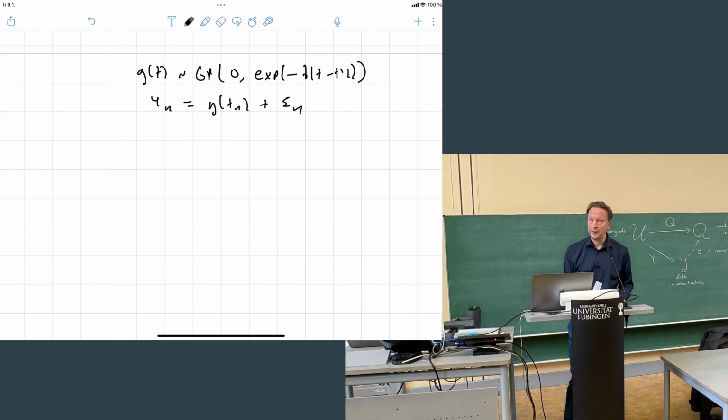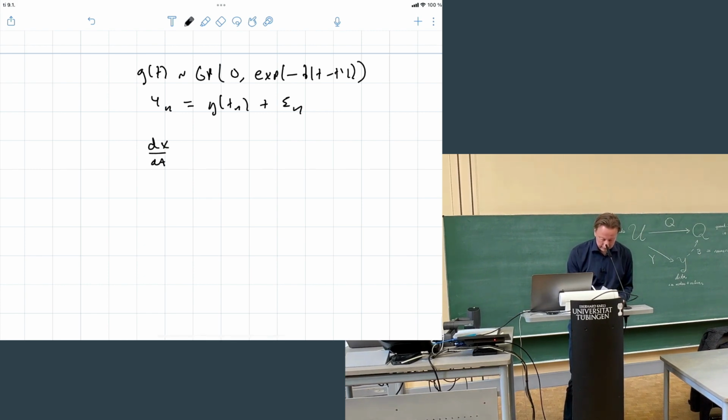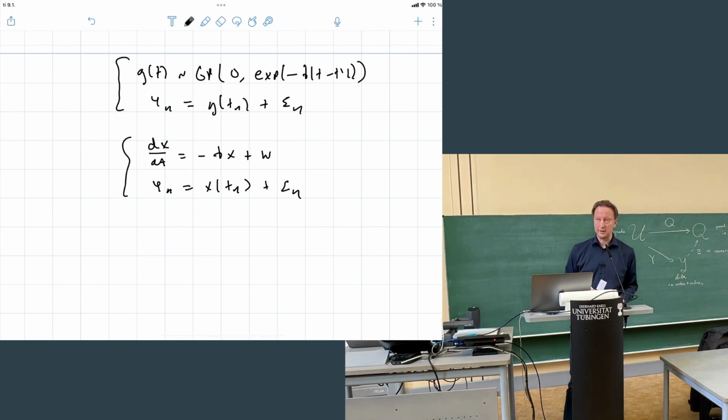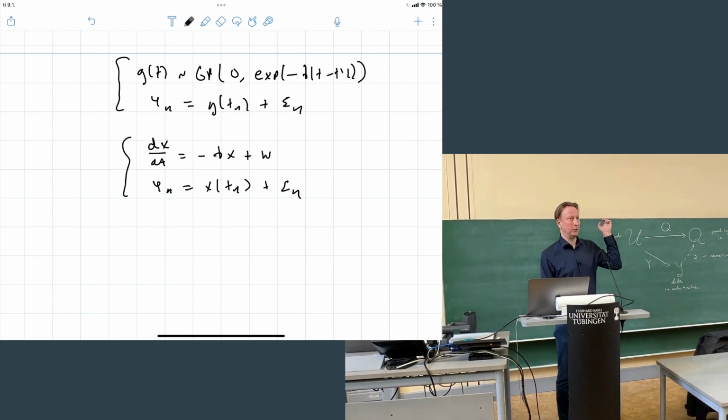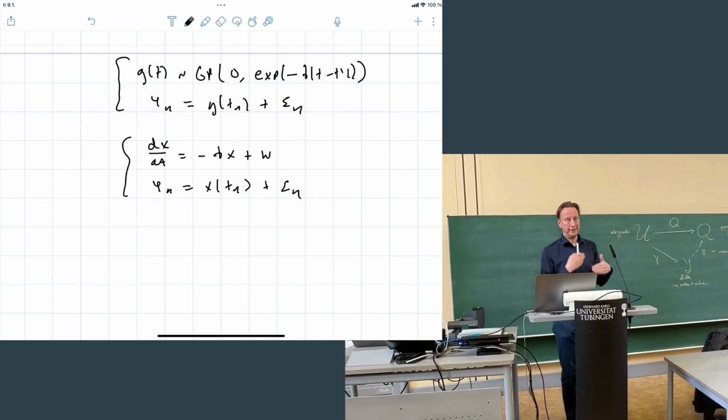And then I had another way of representing the Gaussian process, which was the solution to this differential equation driven by white noise W, and then I could think about measuring the Gaussian process at times t_n with this same noise. So it turns out that these representations are completely equivalent. And this latter one is a continuous-discrete Kalman filtering problem, and the first one is a Gaussian process regression problem. But they are the same thing.